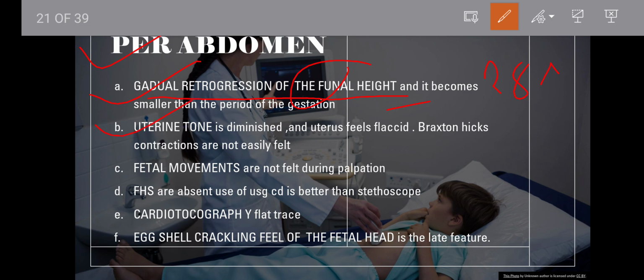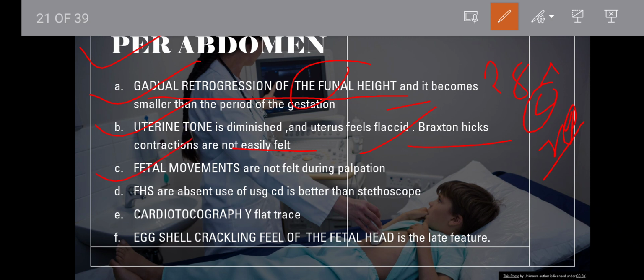Second one is uterine tone. The uterine tone is diminished and the uterus feels flaccid. Braxton Hicks contractions are not easily felt. So, guys, you do frequent per abdominal examinations, and after that you learn what a live uterus feels like and what a uterus with intrauterine death feels like. It feels flaccid and there is no tone in the uterus. So this is also one of the examination findings you look for.